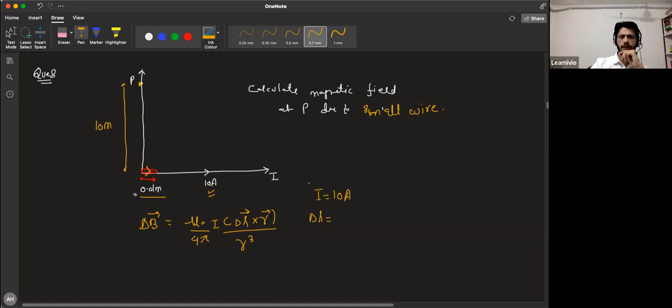How much is delta L? Delta L is the length of the current element. What is the length? 0.01. And what about the direction? What is the direction of this current element?